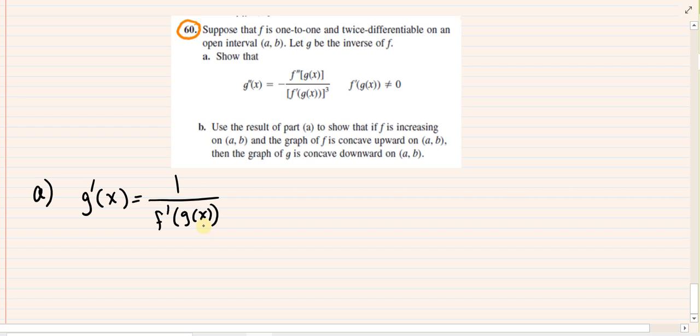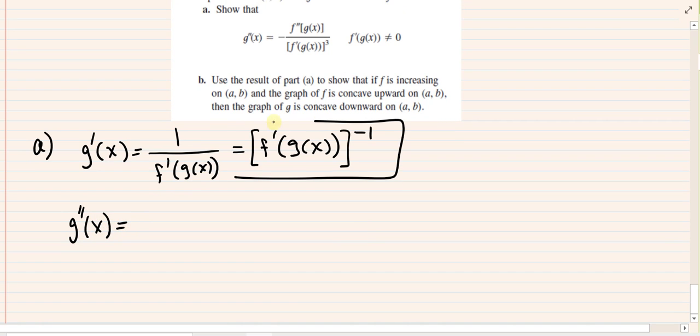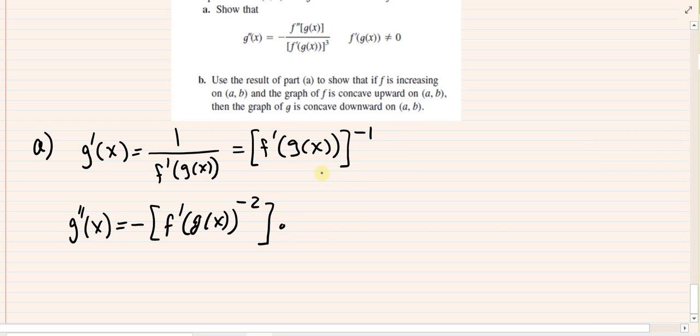So that's given, which we can actually write, for the sake of what we want to do next, as the denominator to a negative exponent, right? Now let's take the second derivative, g double prime x, in this form. Using the power rule, we're going to get negative f prime of g of x to the negative 2. And then chain rule, times the derivative of the inside.